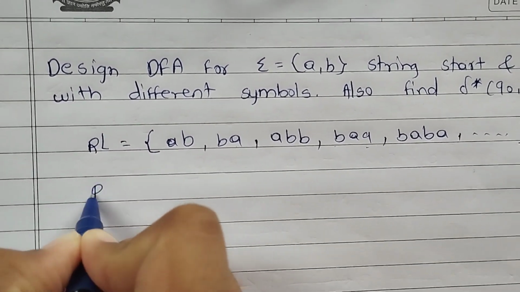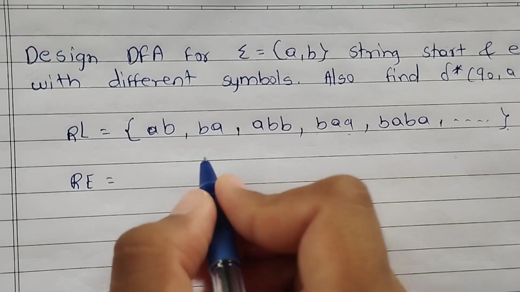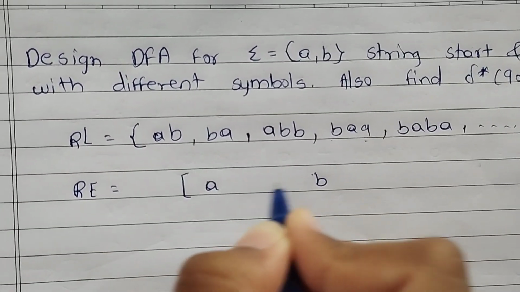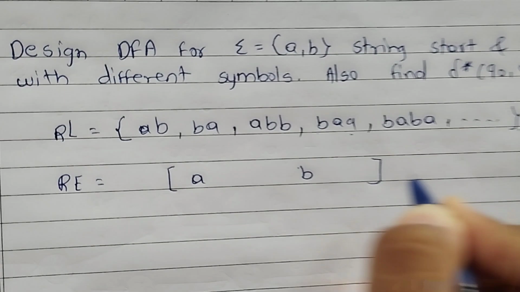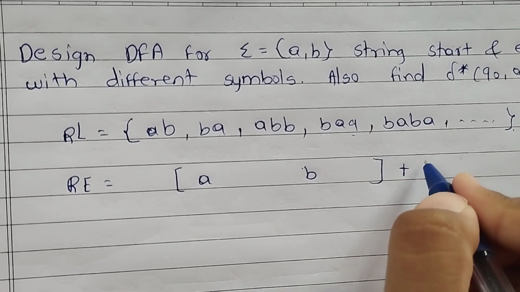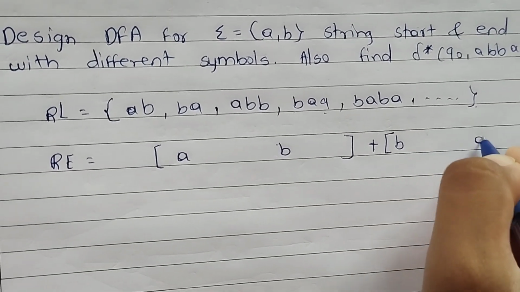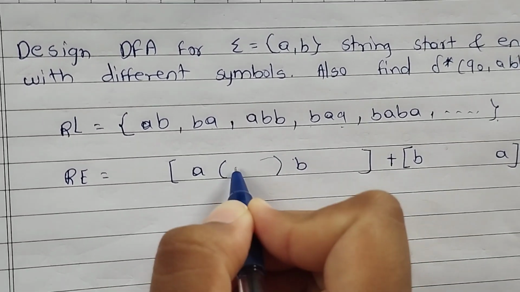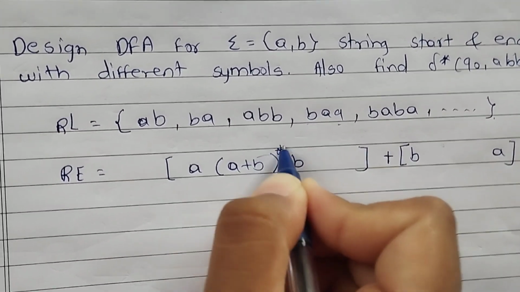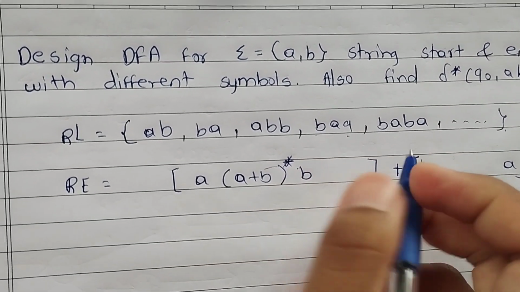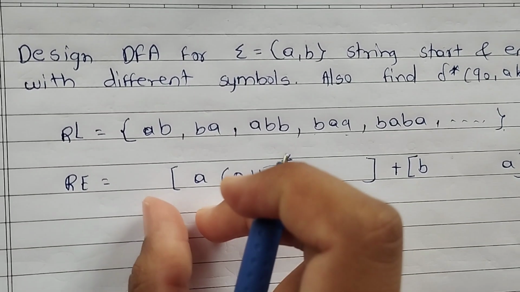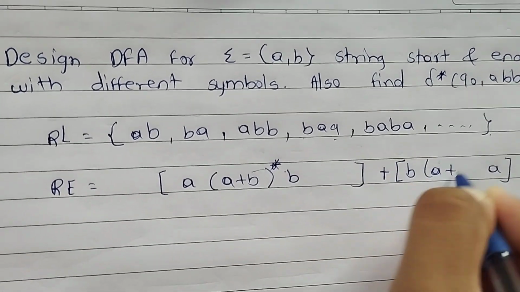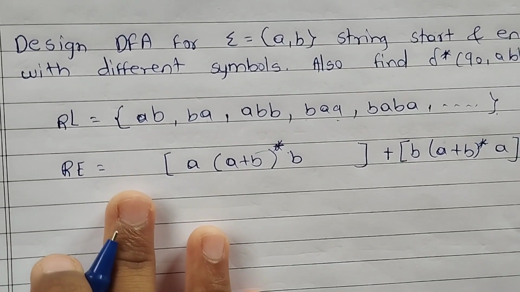We write the regular expression. So the condition is start with A, then end with B, or start with B, then end with A. So in between these two, any string of A and B can be possible: A(A+B)*B or B(A+B)*A, because the middle can be any A or B. So this is the regular expression.